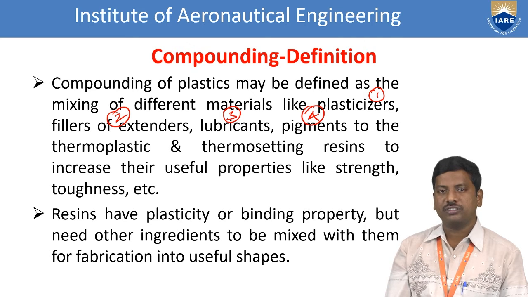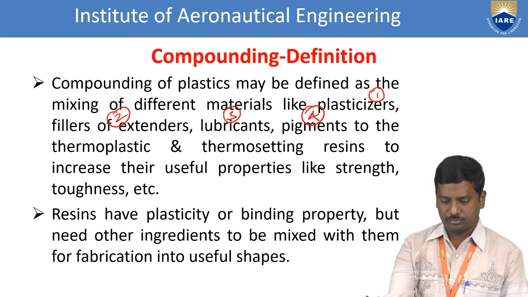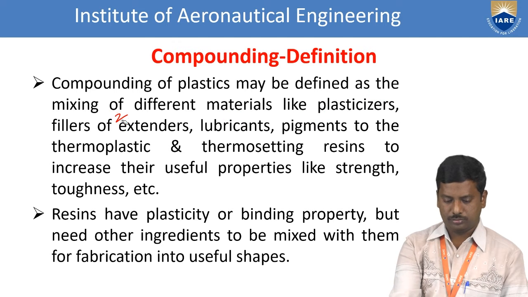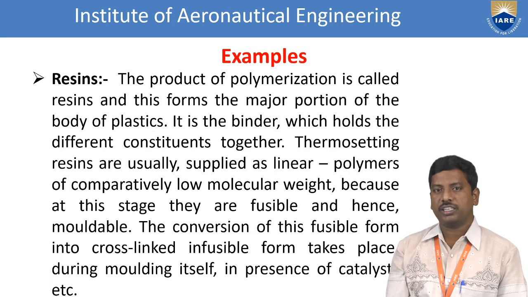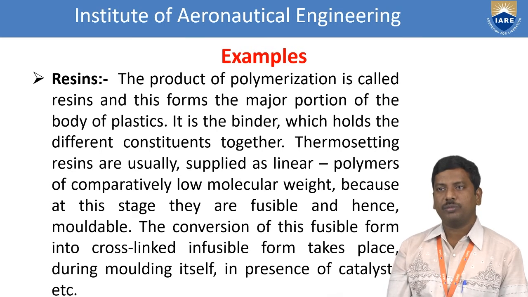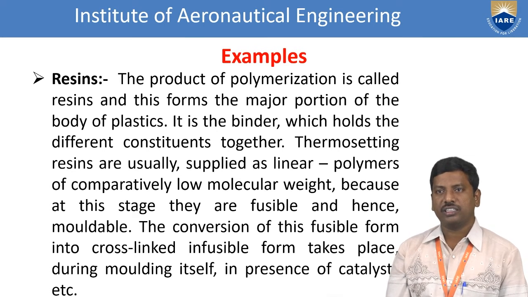So let us see individual examples. First one is resins. Resins contain two types, either cationic exchange resins or anionic exchange resins, categorized based on the functional group present on the resin. The product of polymerization is called resin, and this forms the major portion of the body of the plastics.